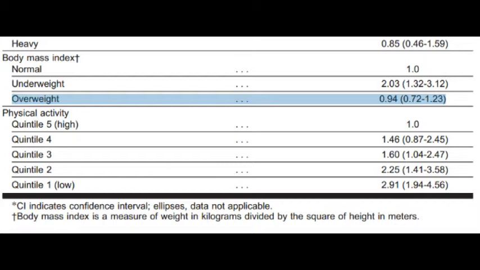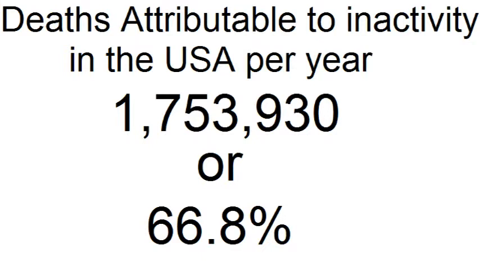You may have noticed in Lance et al. that the relative risks for inactivity are insanely high. If we use the same formula to calculate the effect of inactivity, we come to an astounding 1.75 million deaths in the US alone. That's over 2/3 of all deaths attributed to inactivity.